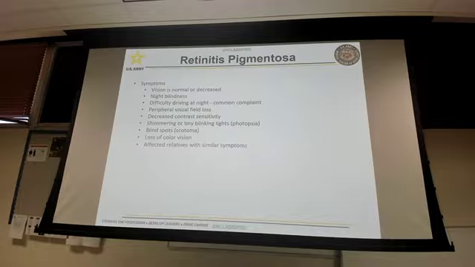So like I said, it starts off with the rods. The symptoms that the patient would experience are going to be associated at first with the rods. So you're talking about night blindness, difficulty seeing at night, especially driving. That tends to be the most common complaint. Your peripheral vision decreases. And then eventually it starts moving towards your cones.